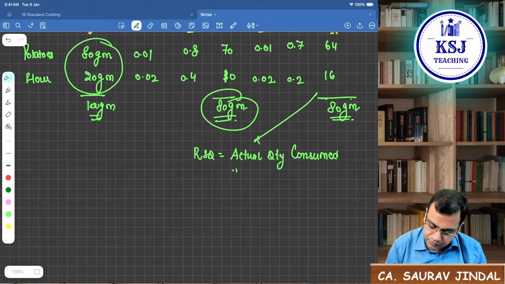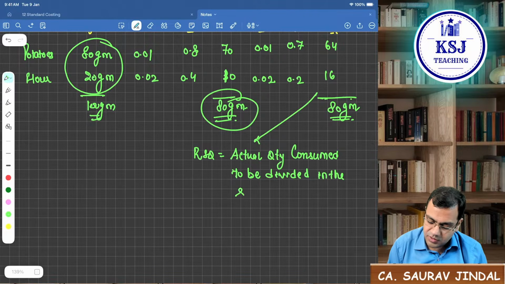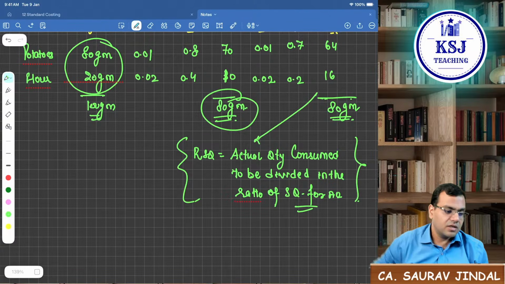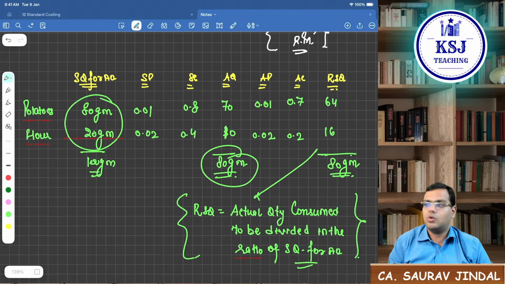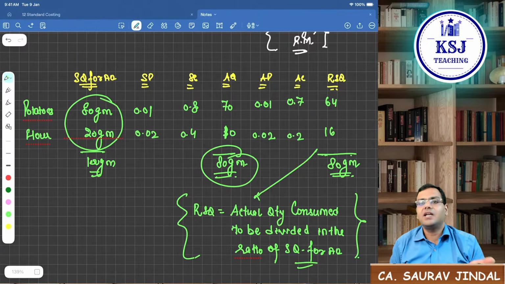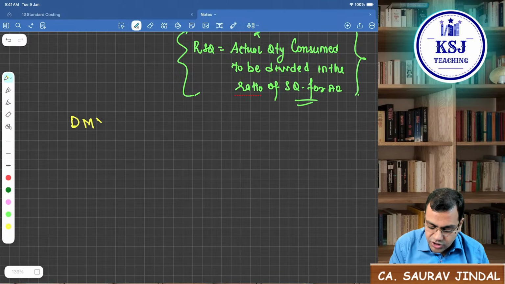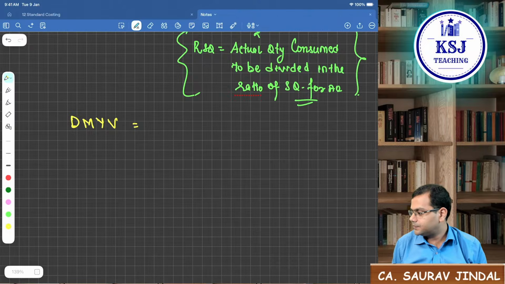to be divided in the ratio of standard quantity for actual output, right? So this is your revised standard quantity: the total actual quantity divided in the ratio of standard quantity for actual output. So based on this, we have direct material yield variance, right?